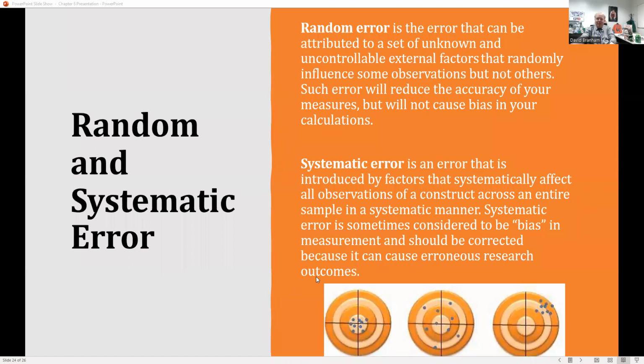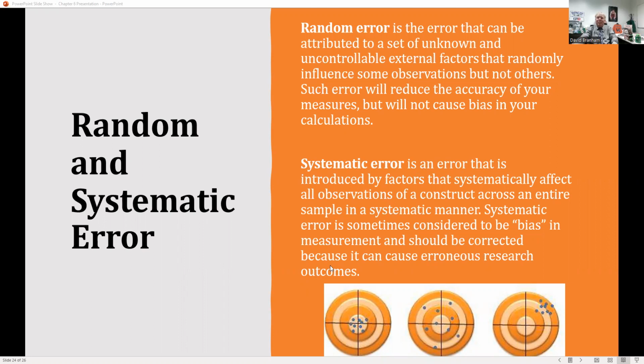And lastly, we're going to talk about, and this is basically related to everything we've done in this chapter, random error and systematic error. And it goes to reliability and validity. Random error is the error that can be attributed to a set of unknown, uncontrollable external factors that randomly influence some observations but not others. Such error will reduce the accuracy of your measure, but it won't cause bias.